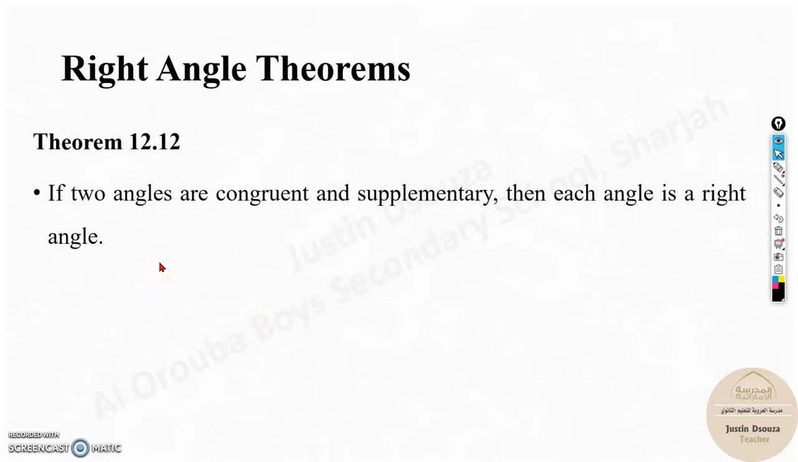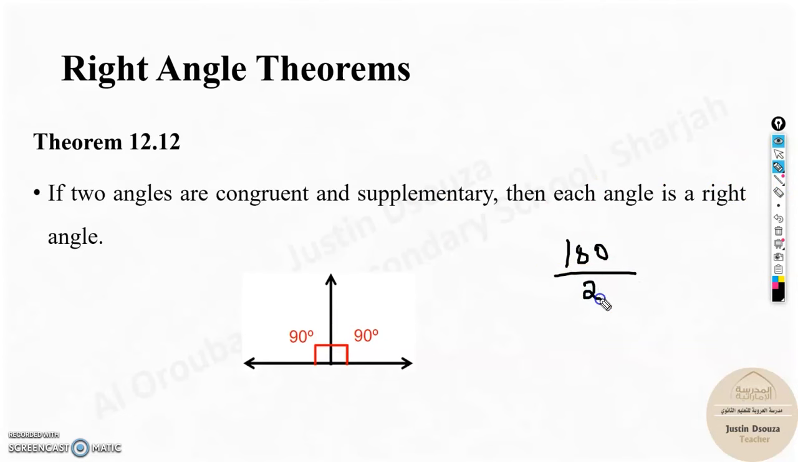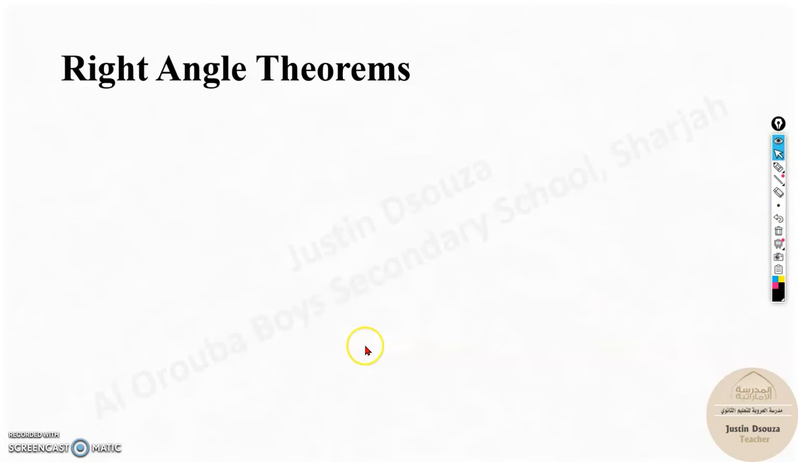And then we have, if two angles are congruent and supplementary, then each angle is a right angle. Now this is about supplementary. Supplementary means the total is 180 degrees. If the angles are supplementary, the sum of the two angles must be 180. But they have also mentioned that they are congruent and supplementary. If two angles are equal and supplementary, that means they must be the same, 180 divided by 2. Both are the same thing. That means both of the angles must be right angles. So this is another theorem.